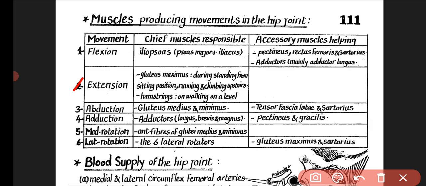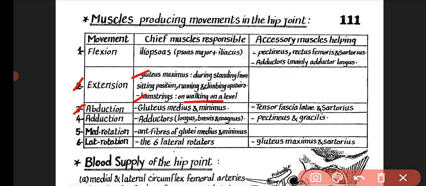Next one is extension. Extension is performed by the chief muscle, the gluteus maximus, during standing from a sitting position, running and climbing a step, and by the hamstrings on walking on a level surface. Okay, these are the extensor muscles.